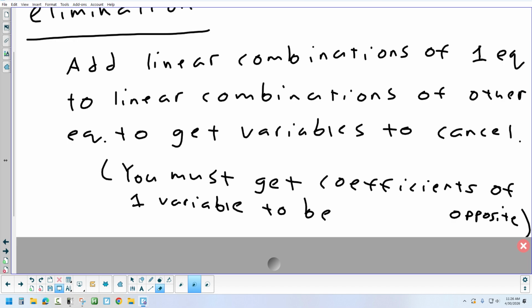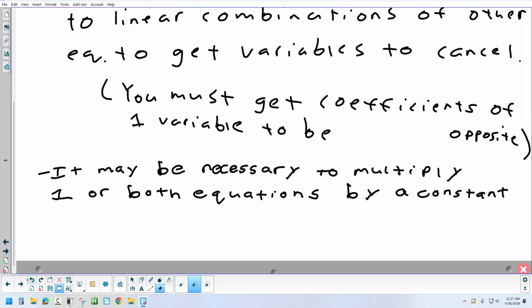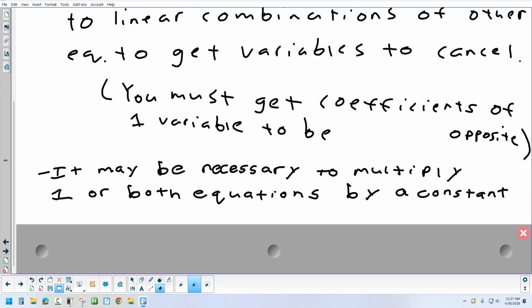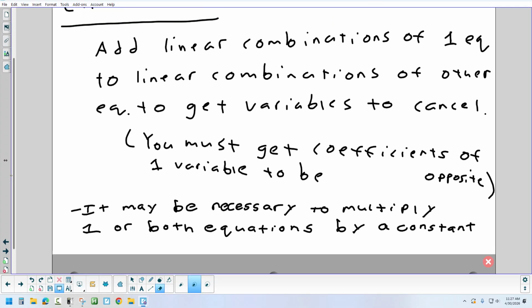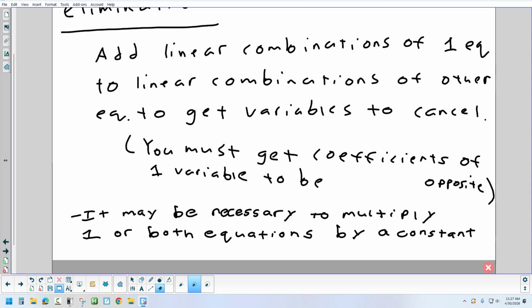And what we're going to try to do is get the coefficients of one of the letters you pick, either the x or the y, to be opposites, like a 2 and a negative 2, or a 5 and a negative 5. And the way we can do that is by multiplying. When you multiply, sometimes you only have to multiply one equation. Sometimes you have to multiply both equations. We try to avoid fractions as much as we can. Doesn't mean we always can avoid them, but if we can, we try to.